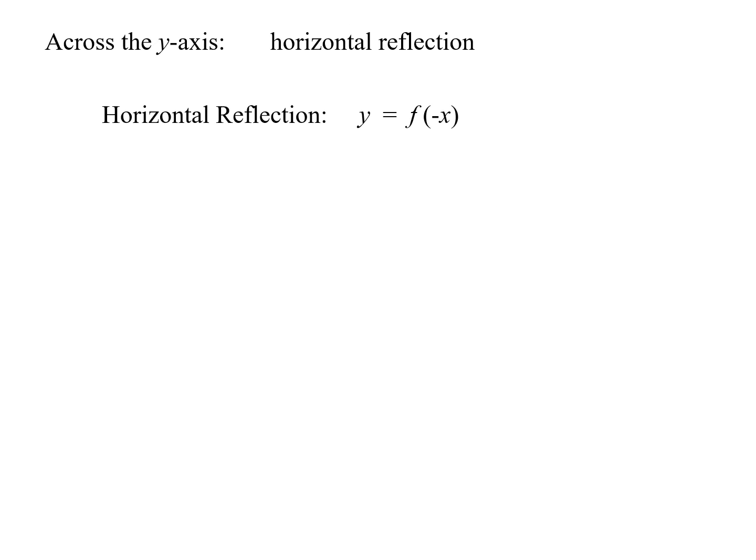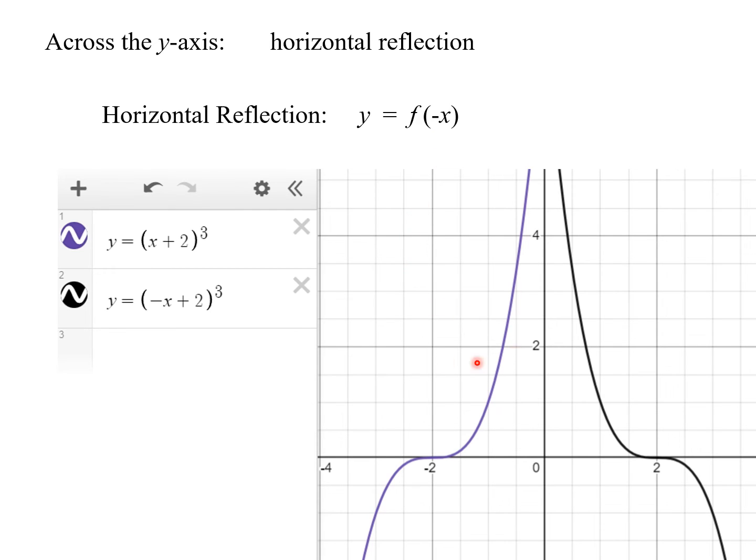Across the y-axis is going to be a horizontal reflection. And under those conditions, we're going to have y is equal to f of negative x. The negative is now inside the parentheses. As an example, take this function, x plus 2 quantity cubed, which is a cubic function that's shifted to the left by 2 units. By putting a negative sign in there, it just takes it to the opposite side of the y-axis.